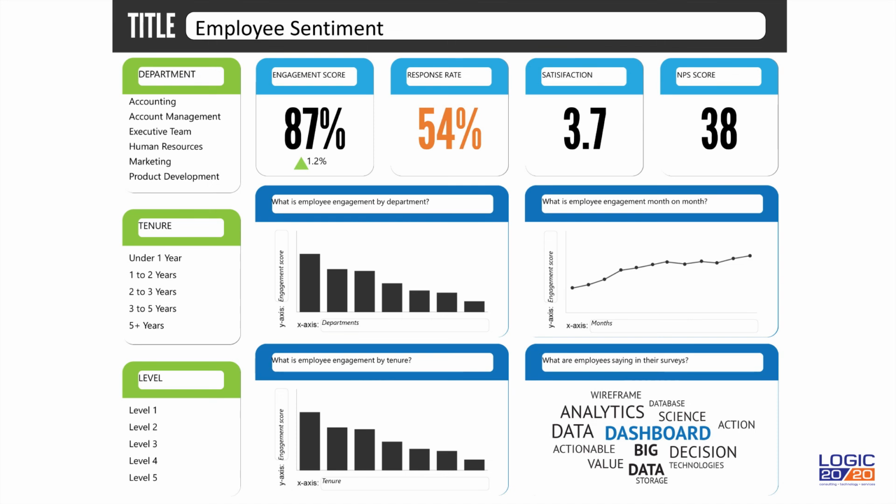What is employee engagement by department? That's the first chart we have. Next one, what is employee engagement month on month? We can see that it's improving over time in this example. What is employee engagement by tenure? And then what are employees saying in their surveys? And again, this is free text. The filters on the left, we can look at employees by department, by their employment tenure, and also by their level.